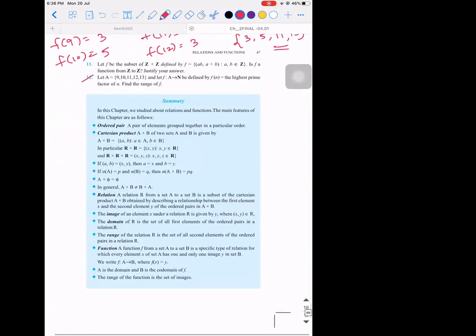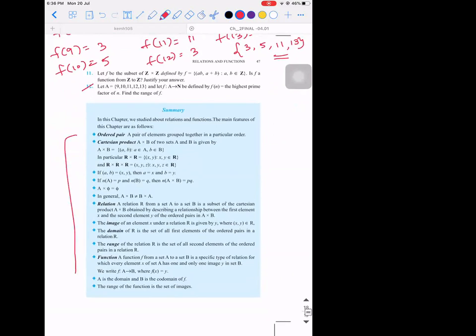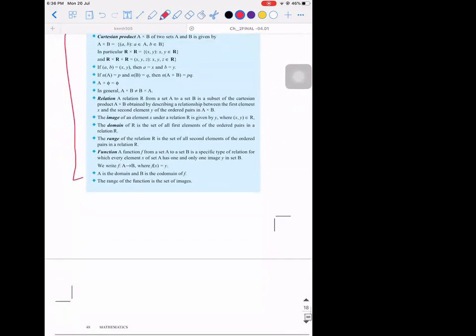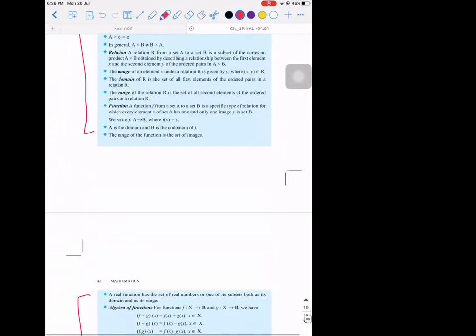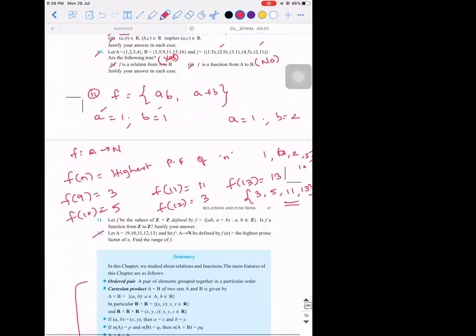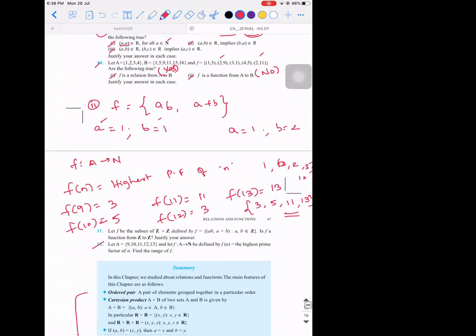So there are some points given in the summary also. You guys can revise for a quick revision. Apart from this, is there any doubt? Any other doubt that you have in this chapter which you're not clear with? Like this kind of a problem, I don't know how to approach.